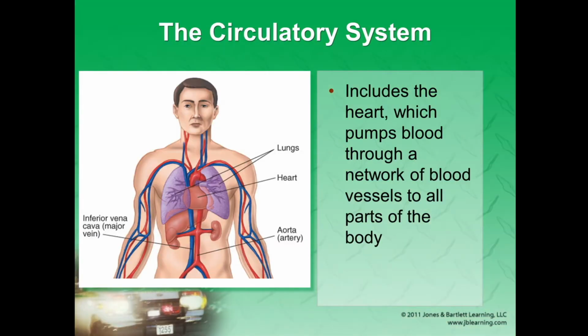The circulatory system includes the heart, which pumps blood through the network of blood vessels to all parts of the body. So in the circulatory system diagram we see here, we have veins and arteries. You can see the strong, thick, red tube-like structure in the center of the midline is the aorta artery. Then you can see inferior vena cava, which is a major vein, which is in blue. Then you have your lungs and your heart. Those are all components of the circulatory system.